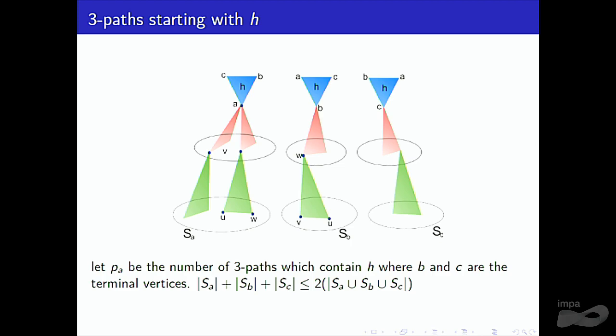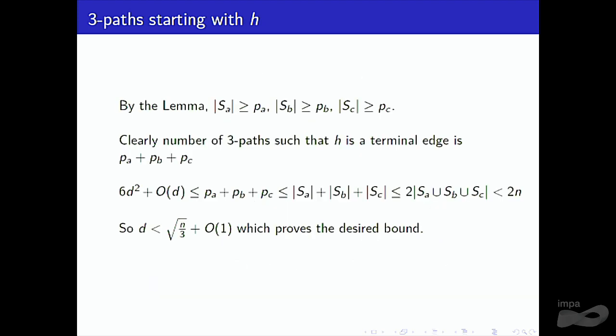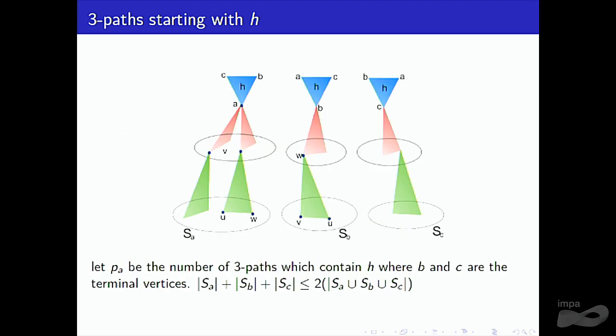Also, we show that there cannot be a vertex U that can be here, and it can be here also, but then it cannot be in S_C. It's easy if you draw it: if one vertex is in 3 of the drawings, then you can easily find a C5. So it's impossible that one vertex is in all of the drawings. By this, we get the upper bound that the sum of these is at most 2 times the union of these, by the lemma. So clearly, the number of 3 paths which start from H, such that H is a terminal edge, so first or last, is P_A plus P_B plus P_C, because it's either drawn here or here.